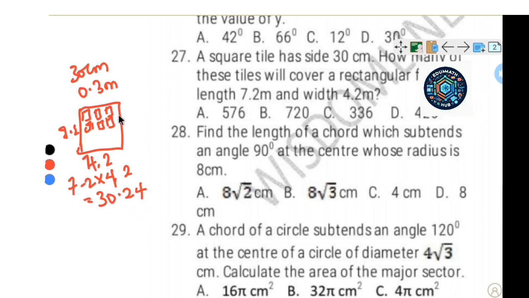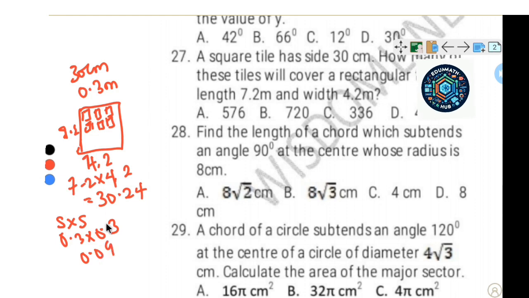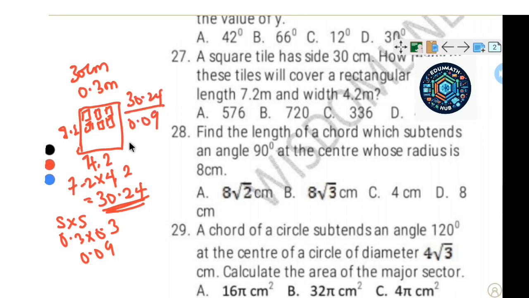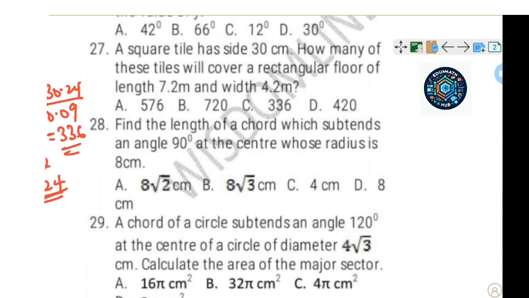30.24. Now the area of the square is side times side. So the side of the square is 0.3 meters. So 0.3 times 0.3 will give you 0.09. Then you divide this 30.24 by 0.09. So you have 30.24 divided by 0.09. If you do that division, you will get 336. So the number of squares that will be needed will be 336. So you go to your options and look for 336. So you see that this is the answer here.